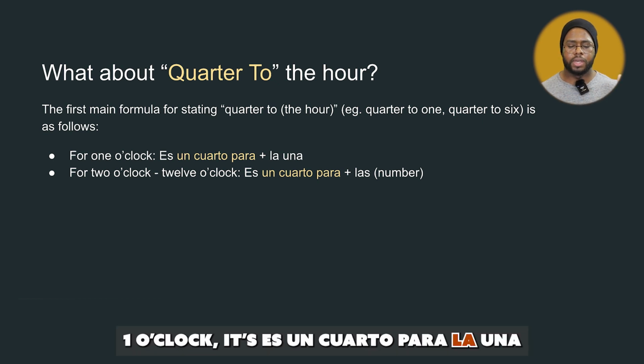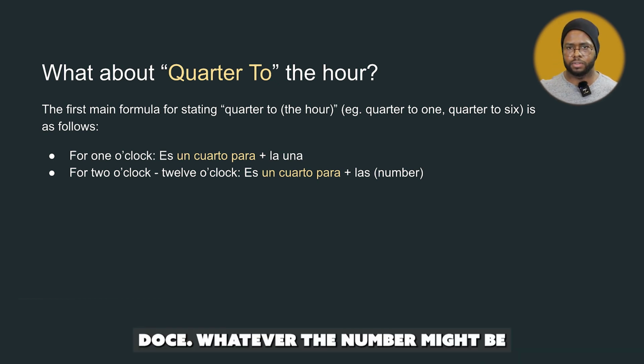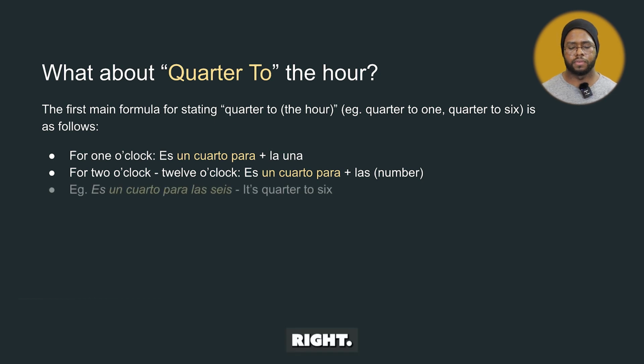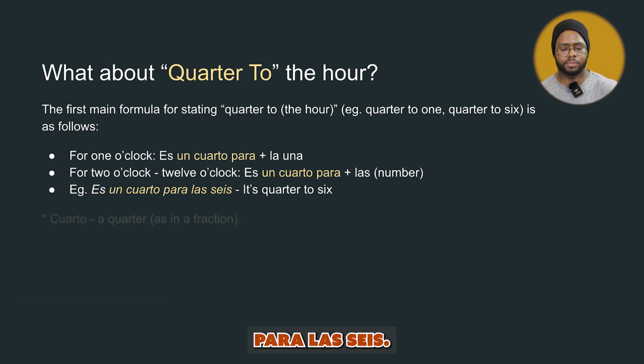So for 1 o'clock, es un cuarto para la una. From 2 to 12, es un cuarto para las 2, 3, 4, 12, whatever the number might be, right? So for example, it's quarter to 6 would be es un cuarto para las 6, right?